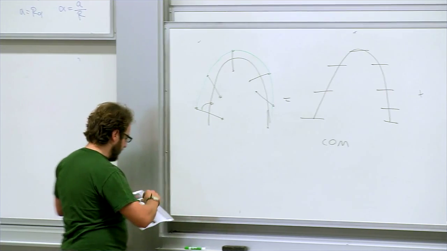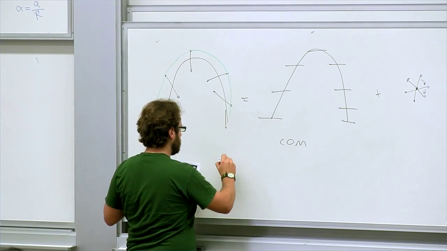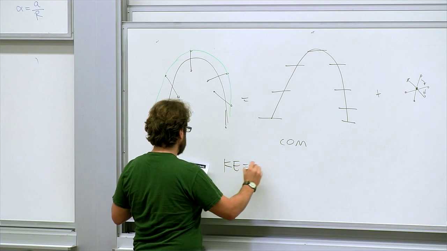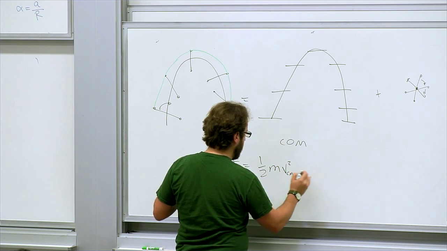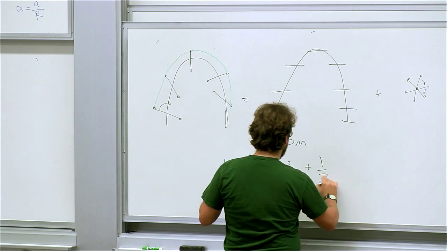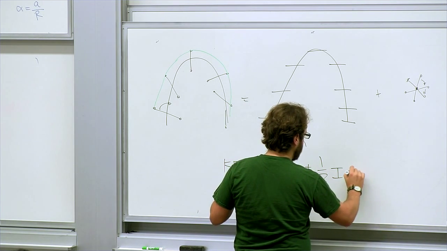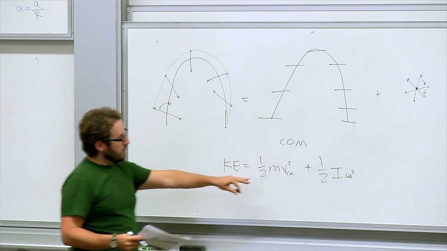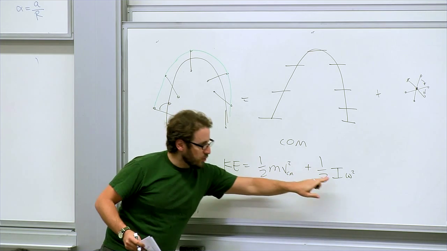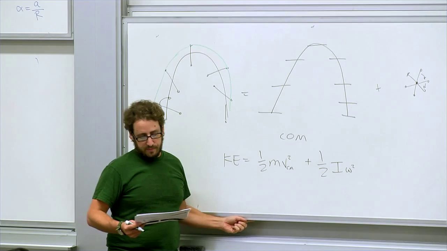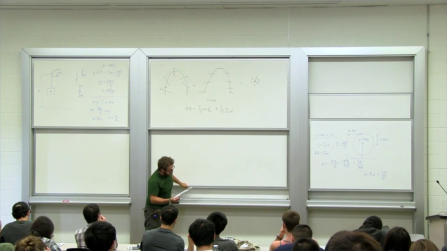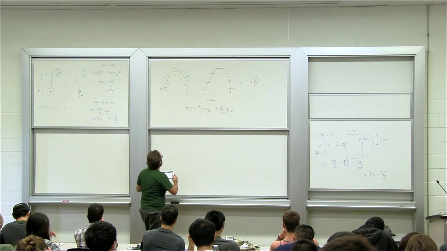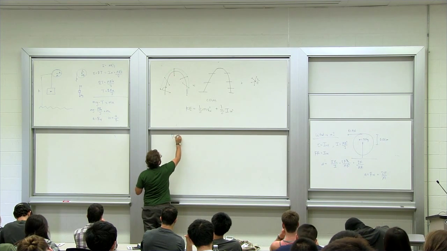So you can write the kinetic energy here as 1/2 mv squared, where this is the center of mass, plus 1/2 I omega squared. So motion of the center of mass plus motion relative to the center of mass. Okay? So with that in mind, let's think about what happens when something rolls on a flat surface.